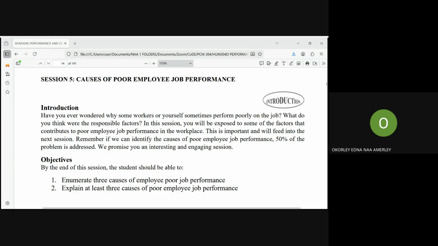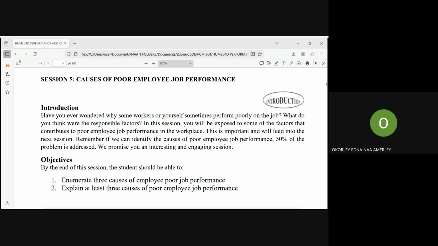So the objective of this session is that you should be able to enumerate or list some of the causes and then explain them as well. So if there's a point I don't understand, I can ask you to explain.